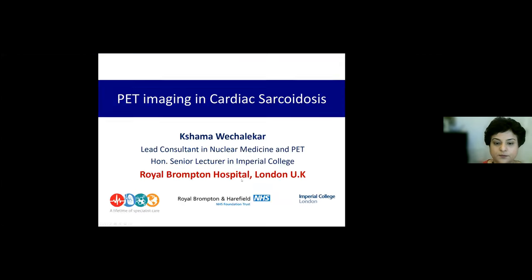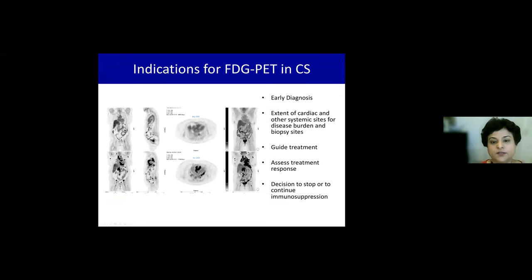So why are we doing PET scans in cardiac sarcoidosis? I'll go to the very basic question that you may want to ask. It's because FDG PET CT can give you a diagnosis of disease, because cardiac sarcoidosis causes inflammation in the heart. And that is the most sensitive way of diagnosing inflammation in the heart, by doing FDG PET CT scans.